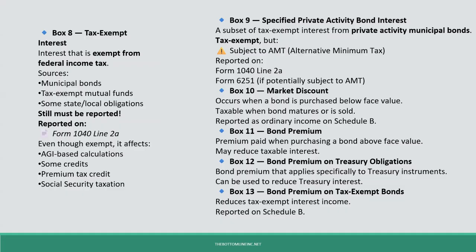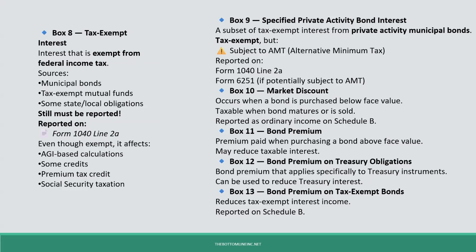Bond premium means you're paying a premium for a higher interest bond. So if the bond is a $5,000 bond, but you pay $6,000 because the interest rate's 10%, and you know you're going to make that up over the life of the bond, you're going to pay a premium because you want that higher interest rate.